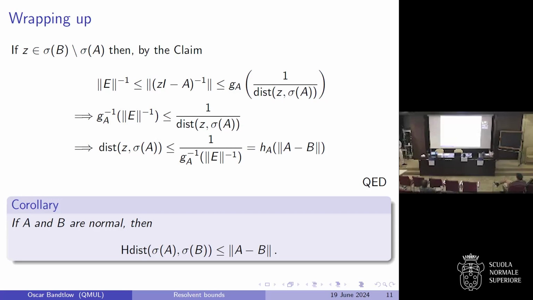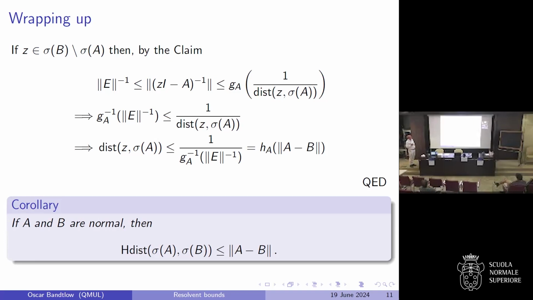So we get G inverse of 1 over the norm of the error, that is B minus A, must be 1 over the distance of Z to the spectrum of A. And then I rearrange, I get that the distance of Z to the spectrum of A is less than 1 over G_A inverse of E reciprocal, which is now my magic function H of A. Okay, so this is how easy it is to prove this Bauer-Fike lemma. And of course, I don't need to make the assumption that Z is not in the spectrum of A, because if Z is in the spectrum of A, this number here is 0 anyway, so I can forget this.